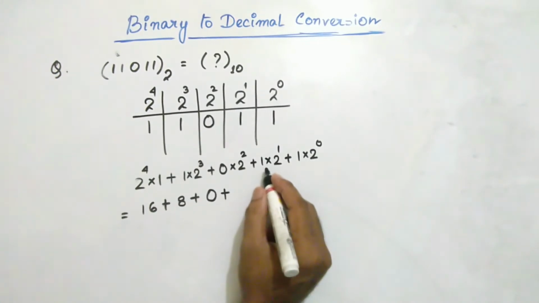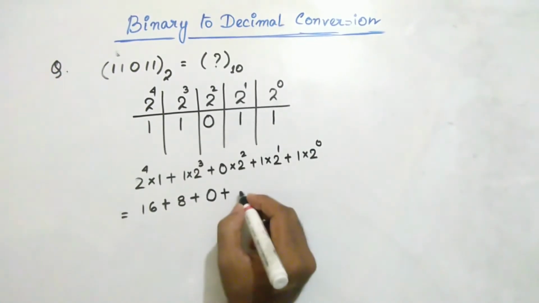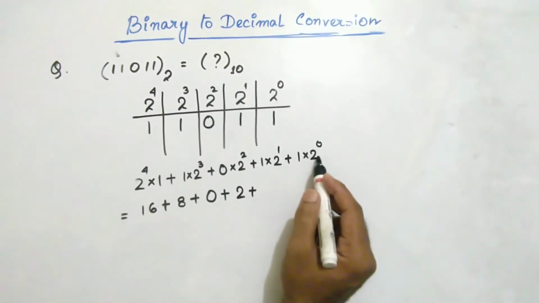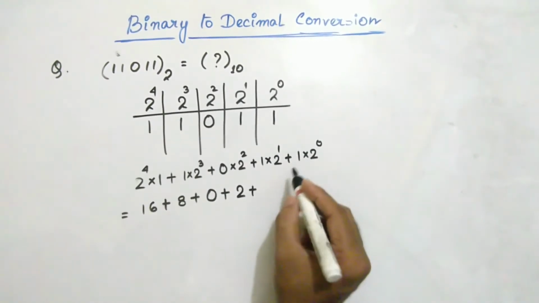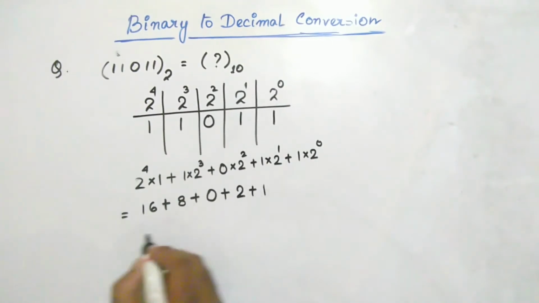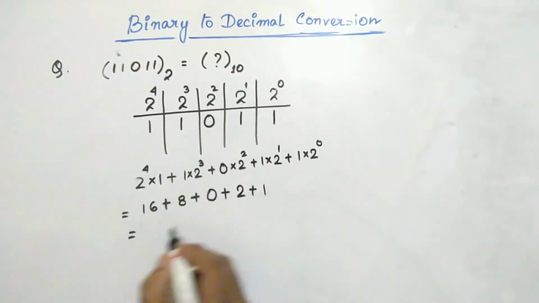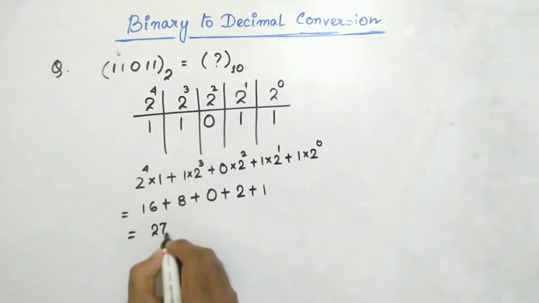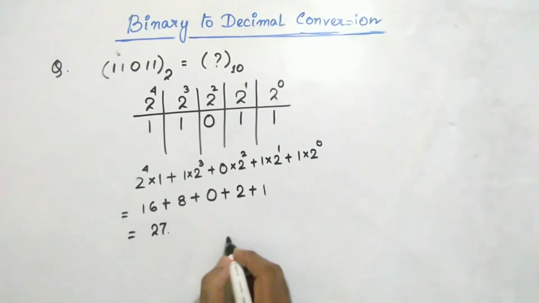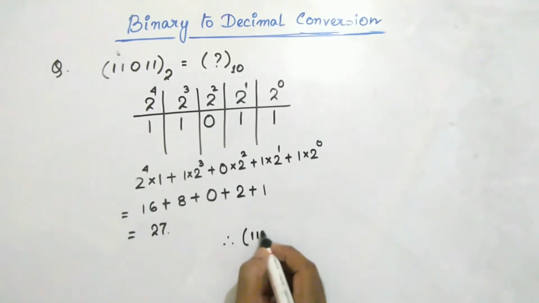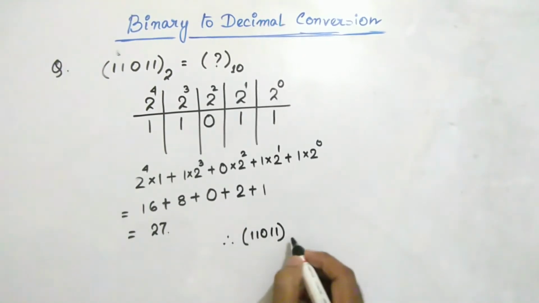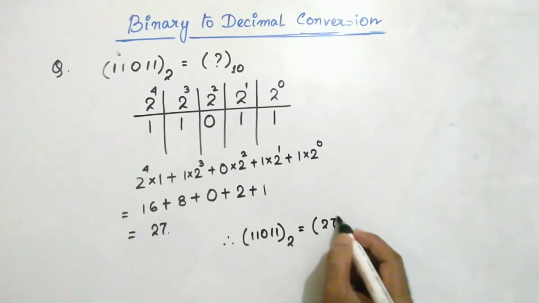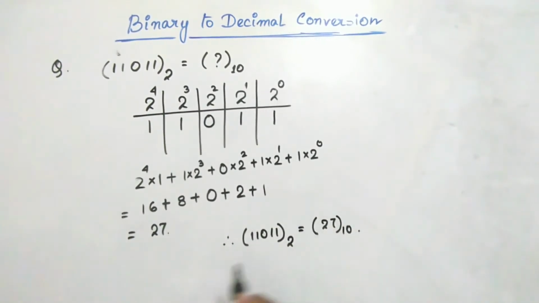Next one, 2 to the power 1 into 1, so that means 2, and anything raised to the power 0 means 1, so 1 multiplied with 1, the result is 1. Now we are going to add all these values and we will get 27. So therefore 11011 base 2 is equivalent to 27 in decimal number.